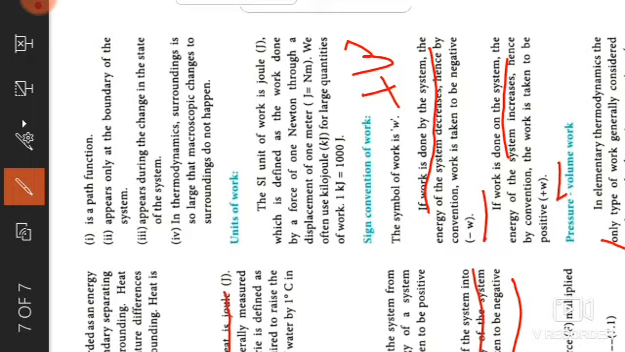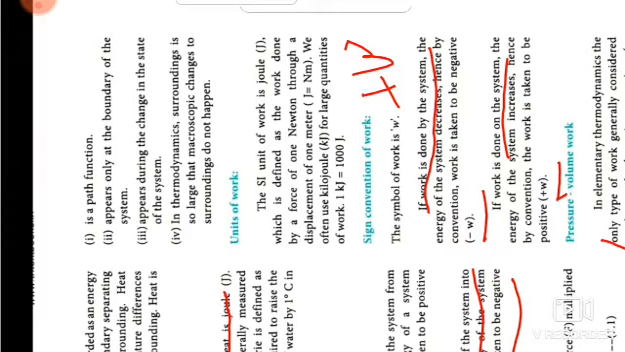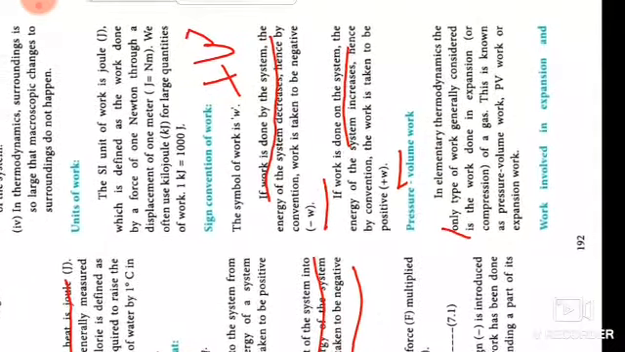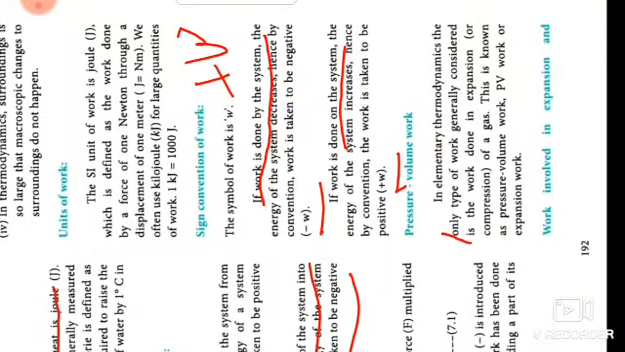This is another one. The next one is, what are pressure and volume work? In elementary thermodynamics, the only type of work generally considered is the expansion of gases. This is known as pressure volume work, that is PV work or expansion work. What is the relation between pressure and volume work? This is one experiment.